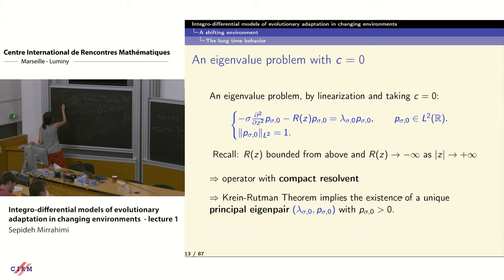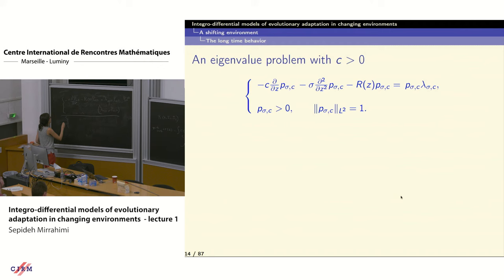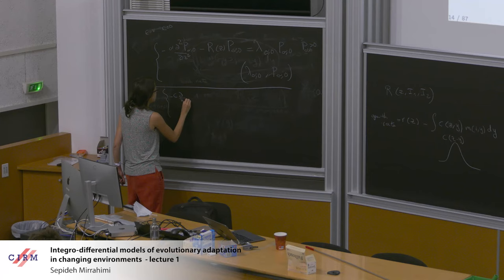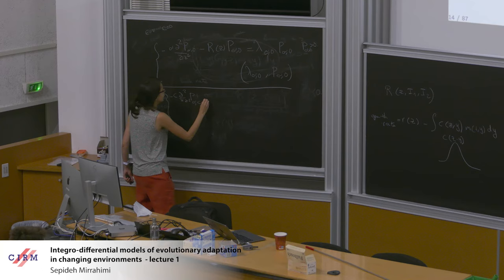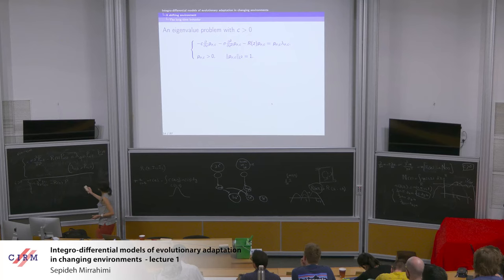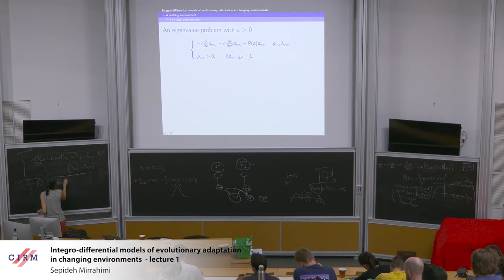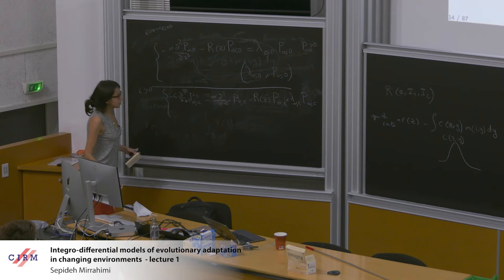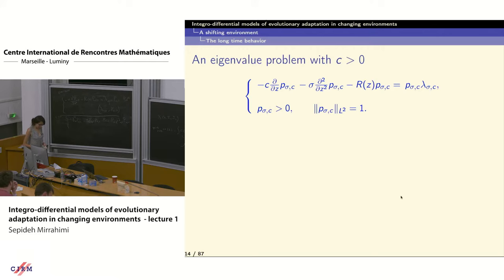There is also a second one. This was the eigenvalue problem for c equal to 0, and for c greater than zero, we have the same problem, but with the c which appears as well: minus d2 dz squared p sigma c minus r of z p sigma c is lambda sigma c p sigma c. So this is also an operator with compact resolvent, and it has also a principal eigenpair.